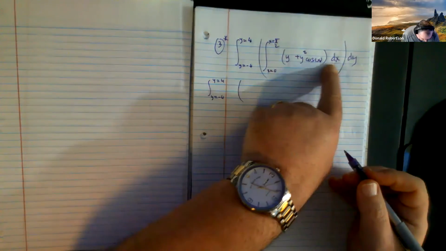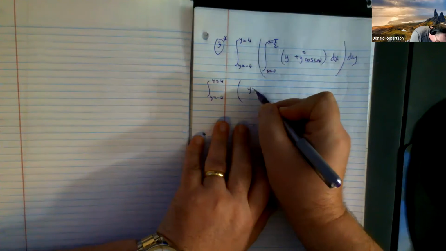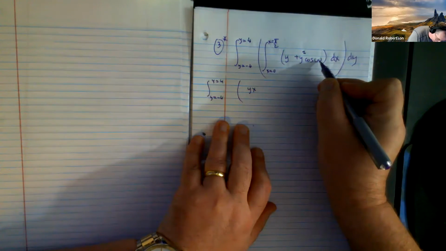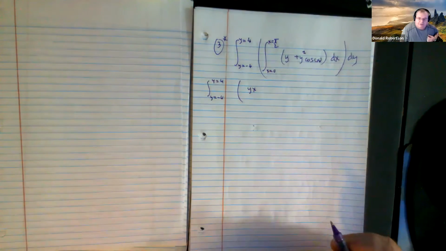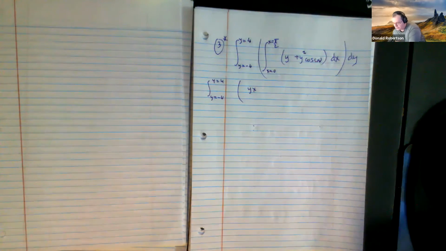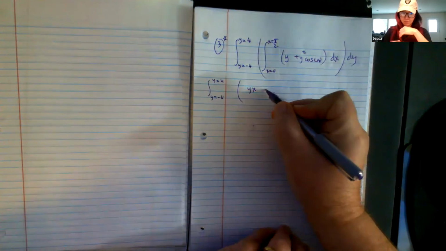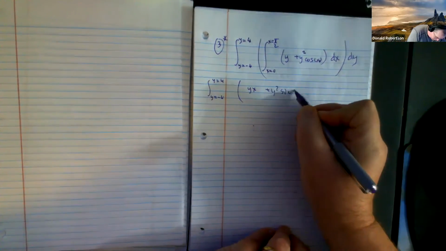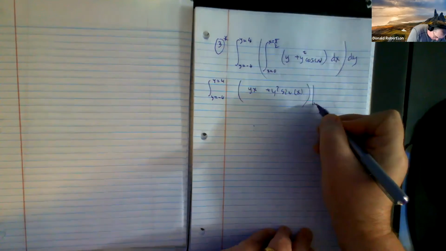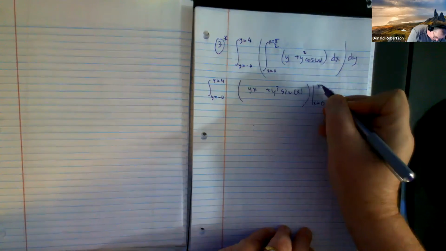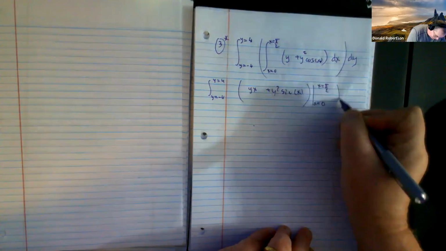Now, integrating this with respect to x, you get yx. Integrating this guy with respect to x, what do you get if you integrate y squared cosine x with respect to x? Y squared sine x, evaluated at x equals 0 and at x equals pi upon 2.